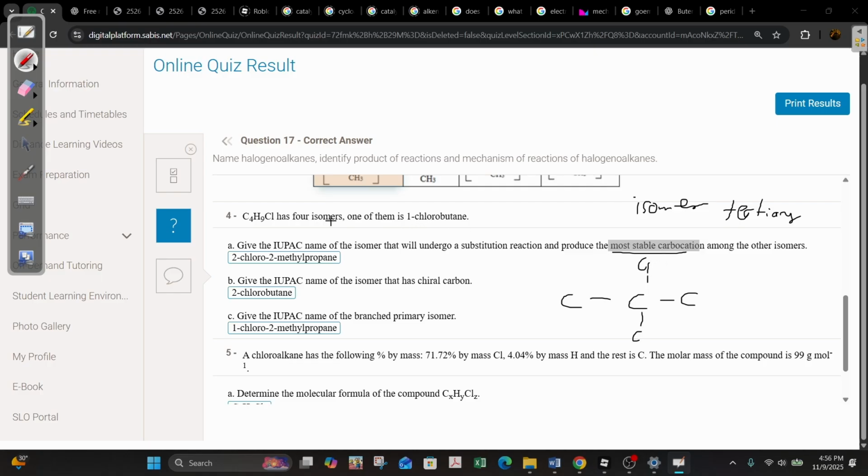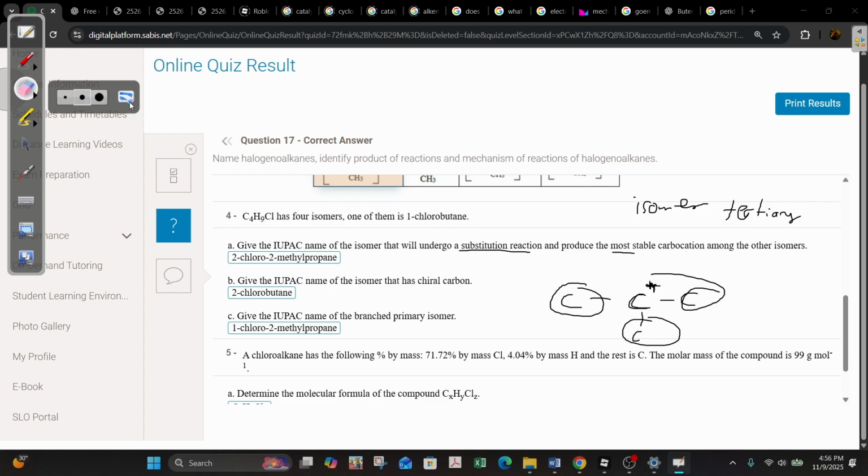See, when it undergoes substitution during the intermediate, it is a plus, no? And it has 3 R groups. 1 R group, 2 R groups, 3 R groups. I'm not writing the hydrogens because it'll take a long time, so just pretend there's hydrogen there. But it will produce a tertiary carbon, which is the most stable.